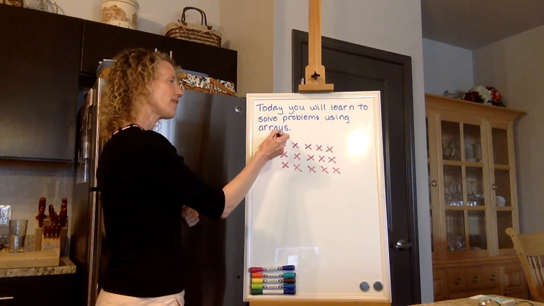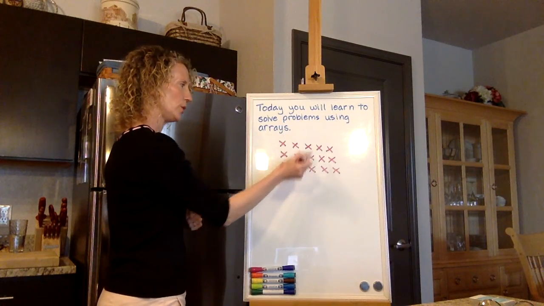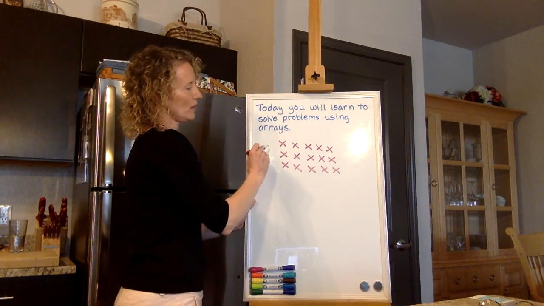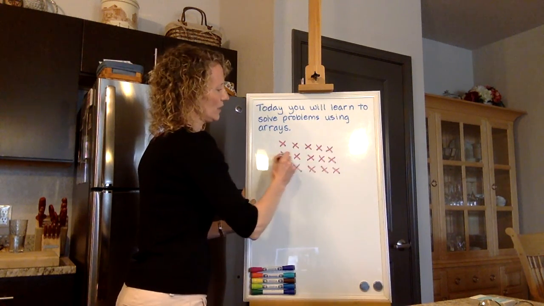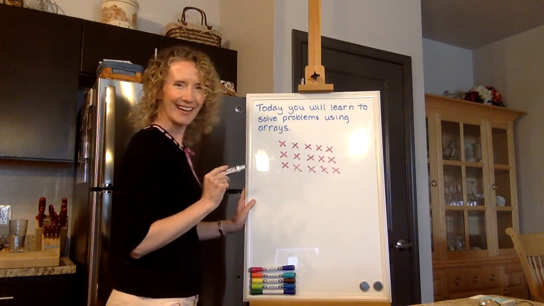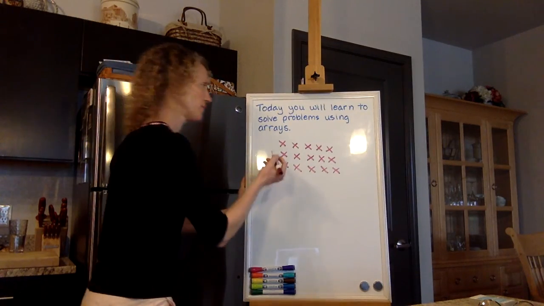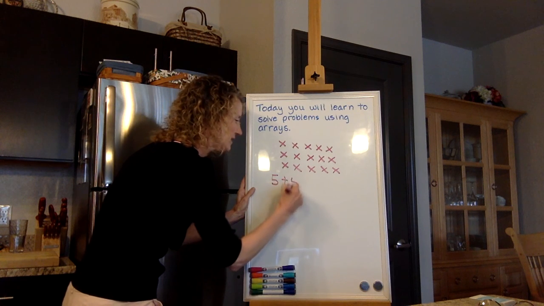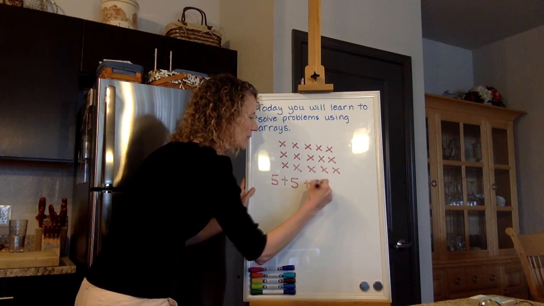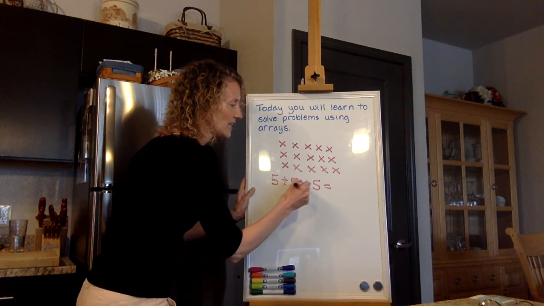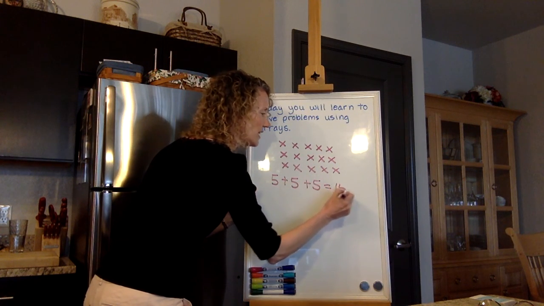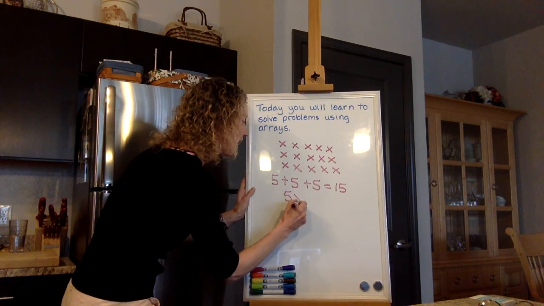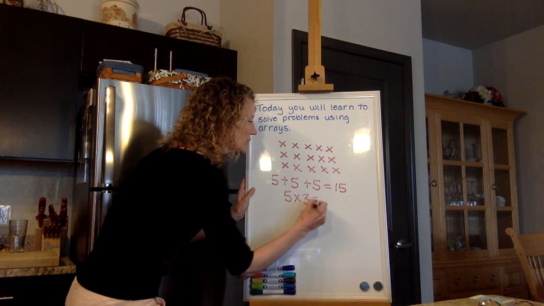And we have 5 columns. 1, 2, 3, 4, 5. And we have 3 rows. 1, 2, 3. All right? And then you need to write the math problems. So 5 sticks of gum plus 5 sticks of gum plus 5 sticks of gum equals: 5 plus 5 is 10. 5 more is 15. 15. And your multiplication problem is 5 times 3 equals 15.